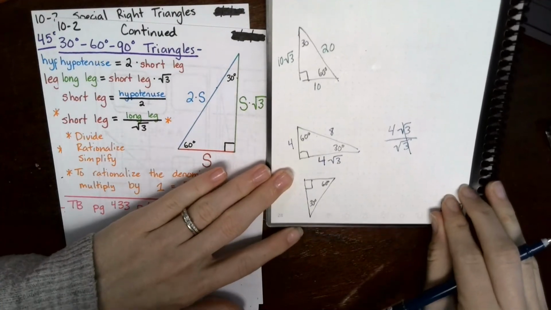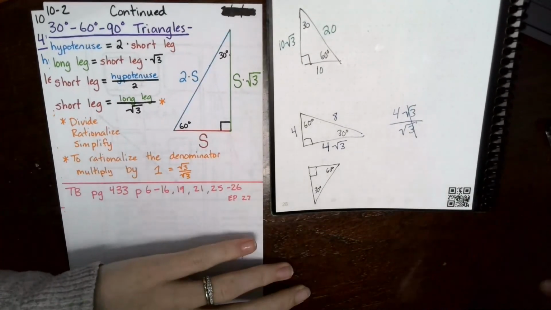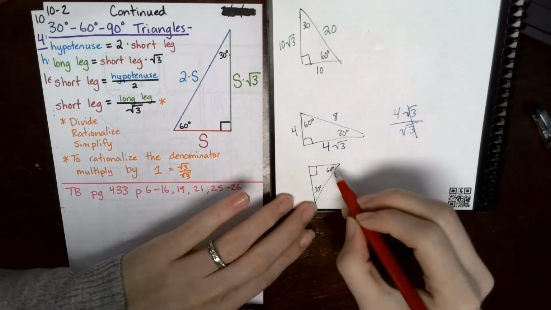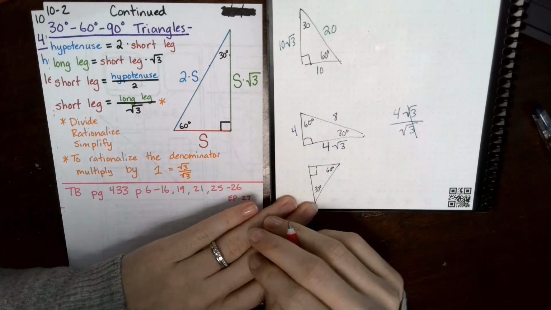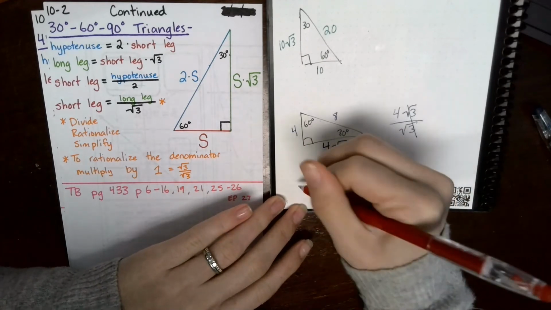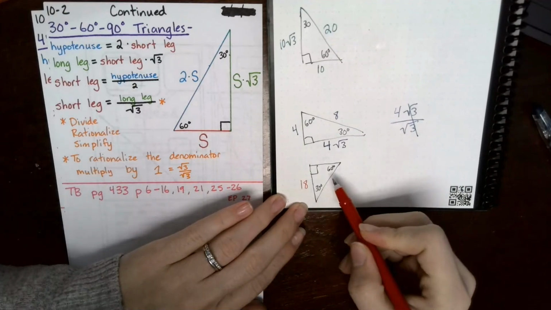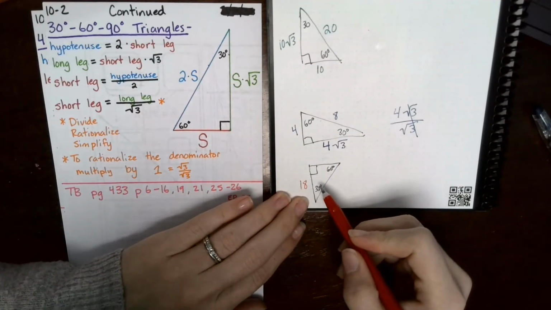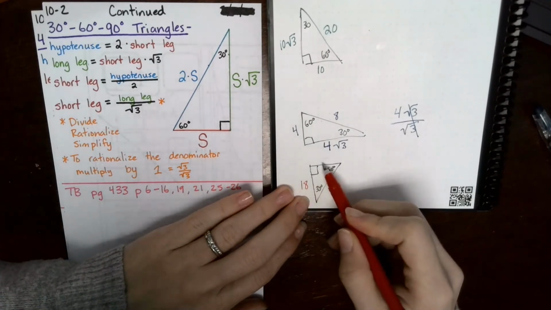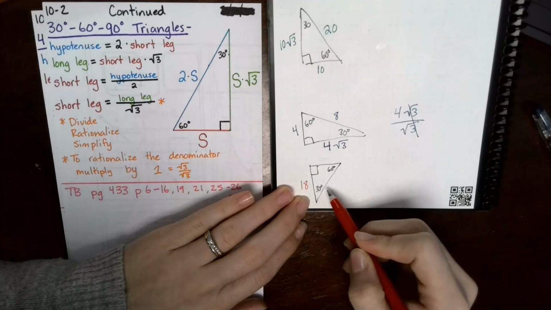Okay? Now, the hardest type of this problem would be the situation where we're given a long leg, but it doesn't have the square root of 3 attached to it. So I'm going to do 18. Okay? That's my long leg, but it doesn't have the square root of 3. So we don't want to confuse it for the short leg. We shouldn't just be like, oh, this is 18 square root 3, and this is, what, 36. That's not how this works.